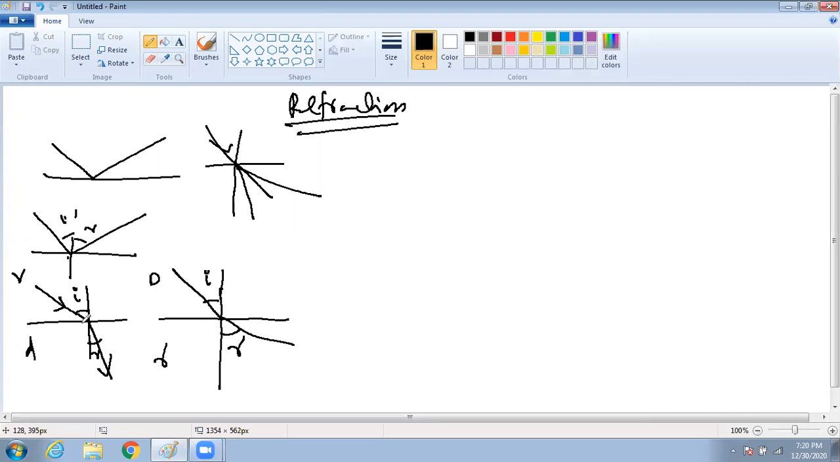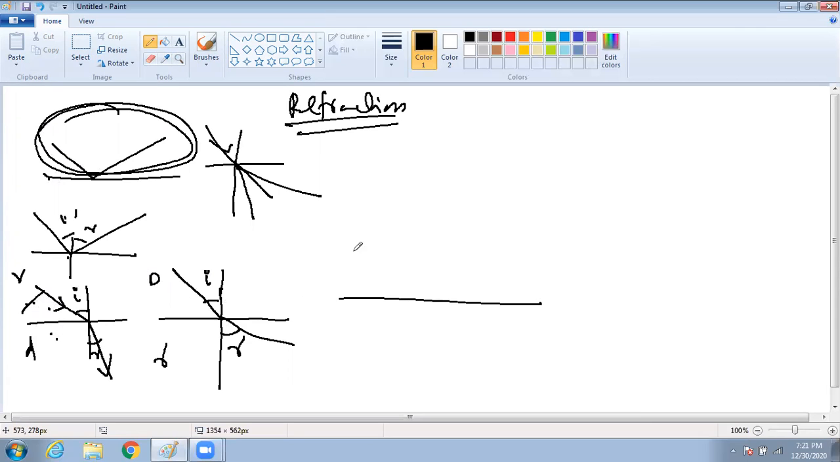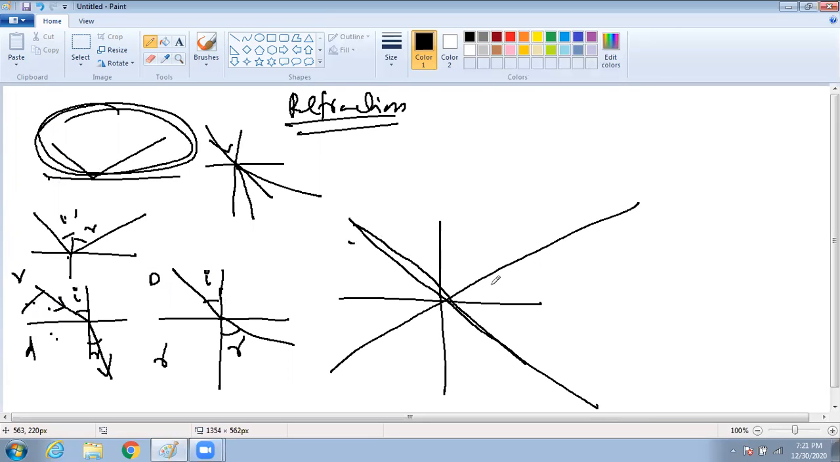Clear? If somebody asks you what is reflection, refraction, you tell: reflection happens in the same medium, but here it is a different medium. One medium is rarer and another one is denser. If both the mediums are the same, then what will happen? The ray will go straight. Clear?